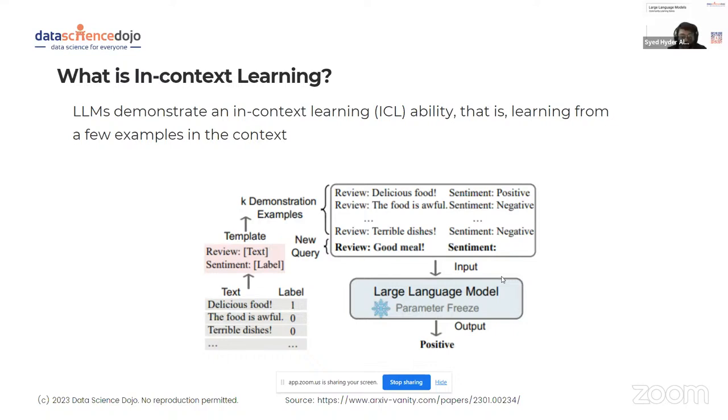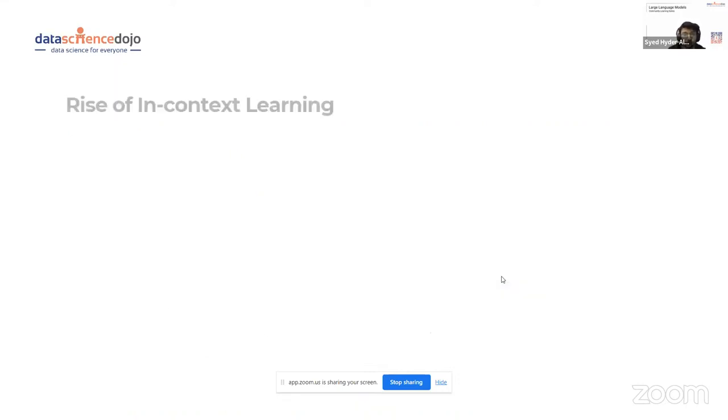So it is all about how we give different examples. We'll further learn different techniques, but it is one of the most important things for LLMs, called in-context learning, where you are giving it context about your use case.